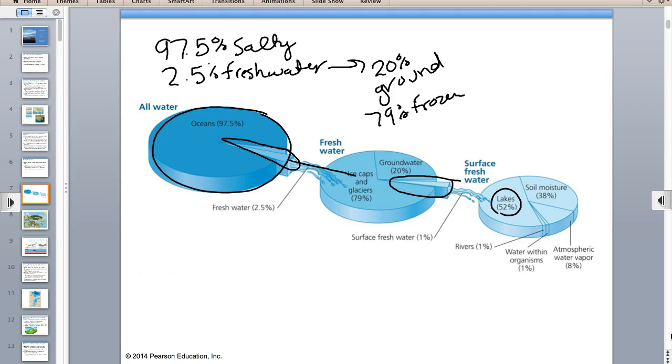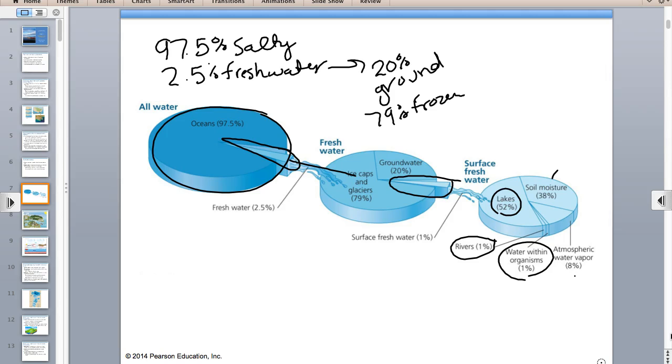Most of that's in lakes, about 50% is in lakes. 1% of that 1% of that 2.5% is in rivers. So not very much. Actually, the same amount of water that's in life on Earth is in the rivers. So there's not very much water in rivers, even though we've dammed them all. 40% is in soil moisture. Who knew that? And then we obviously are going to have some clouds with water vapor and stuff.